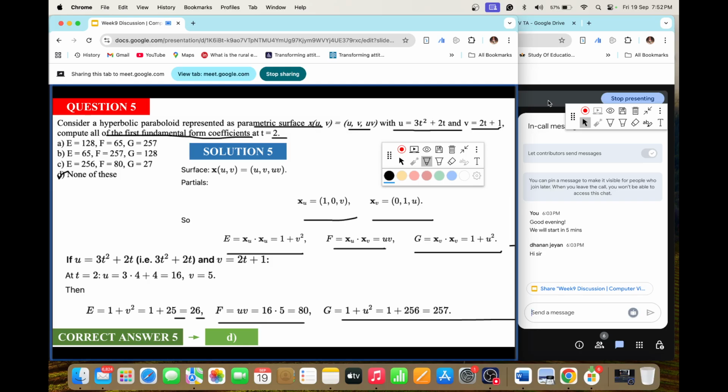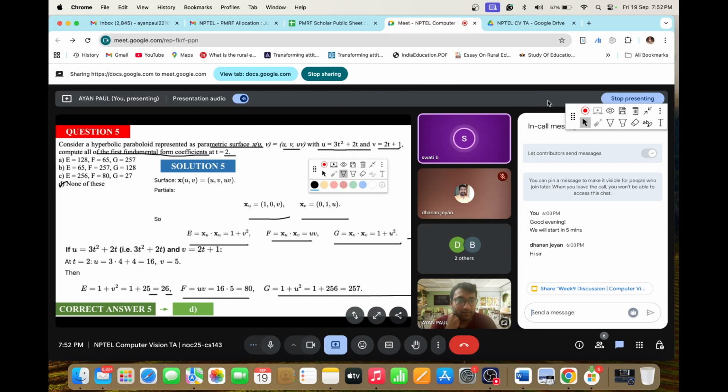Just a question I have here. This surface is represented by only one x. It's not additionally y, uv. Is there any specific reason that it can be represented only by x(u,v)?